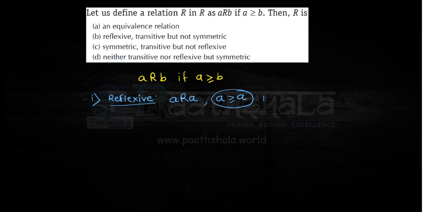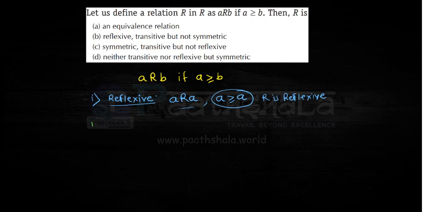So we can say the relation is reflexive. Here, A is related to A, hence A is greater than or equal to A. We want only the equal sign here, because we want only A equals A. So it is reflexive because we got the identical pair.